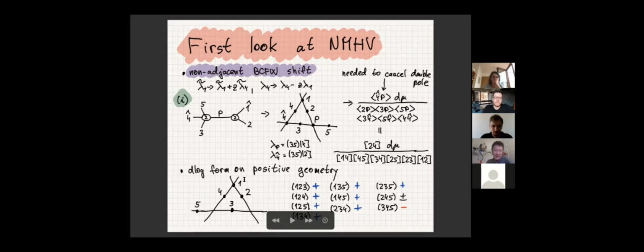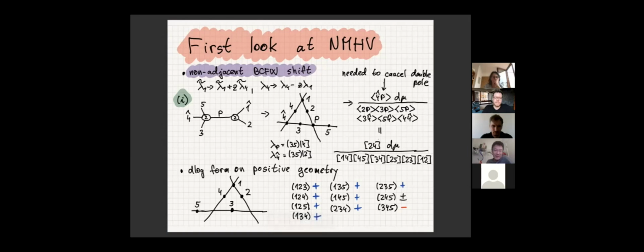Yeah, so it's this configuration. So the D-log form on this configuration reconstructs back the form for this BCFW diagram. And if you list all the minors in the planar case, everything would be positive. Here, one of them is negative, 3, 4, 5 is negative, and 2, 4, 5 doesn't have a fixed sign.